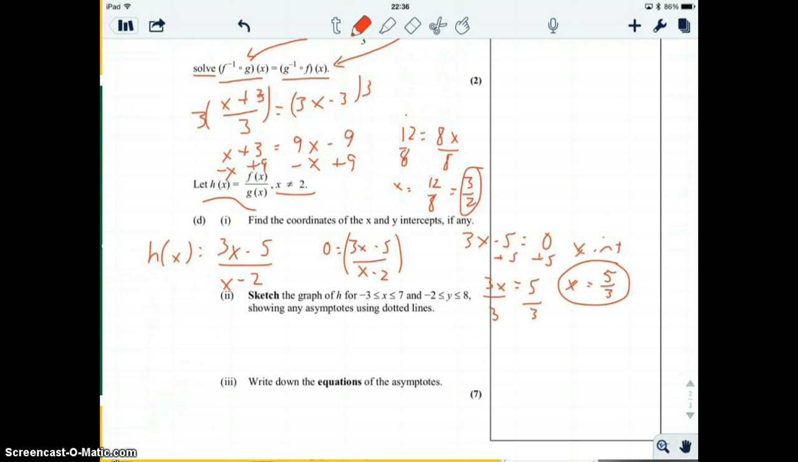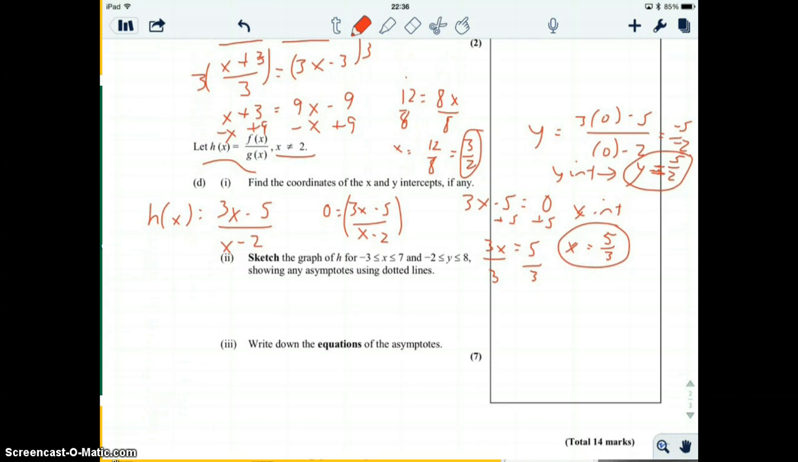Okay? How do we get the y-intercept? Well, we get the y-intercept by making x equal to 0. Okay? So let's see. What is y when x equals 0? Well, it's negative 5 divided by negative 2, which is equal to 5 halves. Okay, so the y-intercept is y equals negative 5 halves. Okay. Actually, it's positive 5 halves, right? Because negative 5 divided by negative 2.